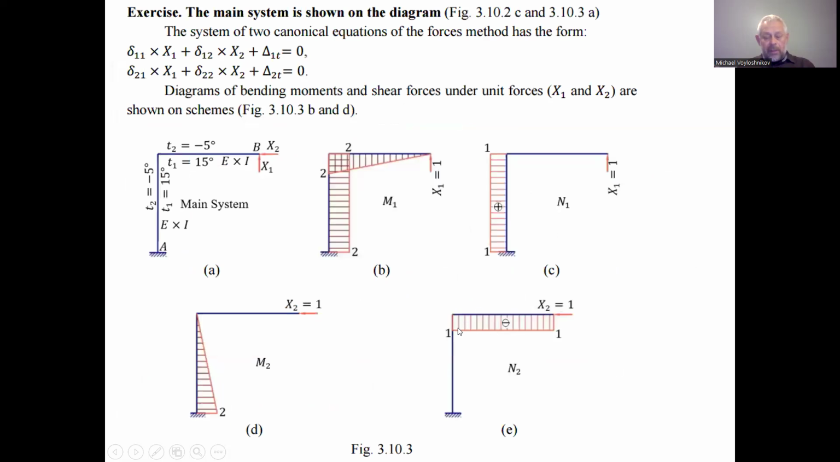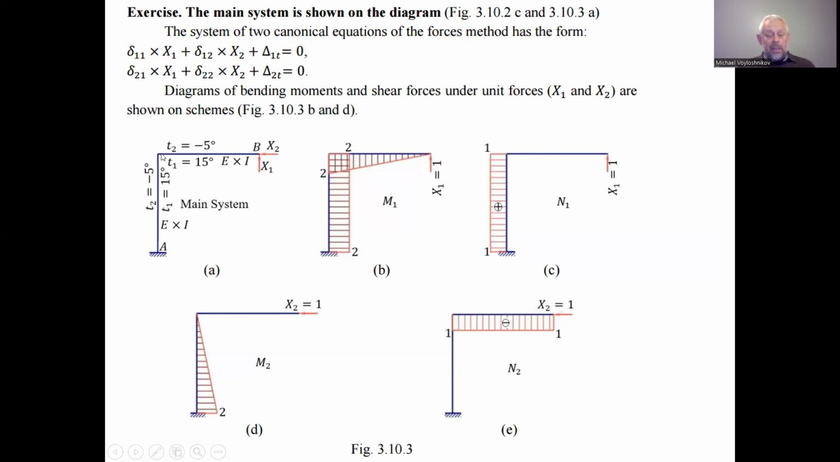This diagram of longitudinal force has a negative sign, as this element of the mechanical system is compressed, so we have a negative sign. Due to the heating of the mechanical system under the temperatures T1 inside and T2, in the middle we have the middle temperature: minus 5 plus 15, so we have 10 divided by 2, which is 5 degrees Celsius. So the middle line of this mechanical system is heated.